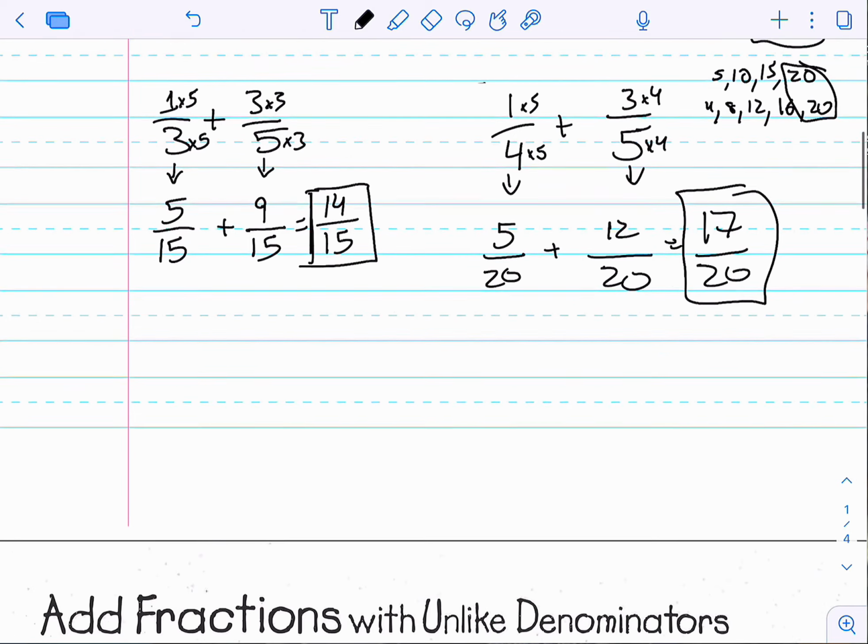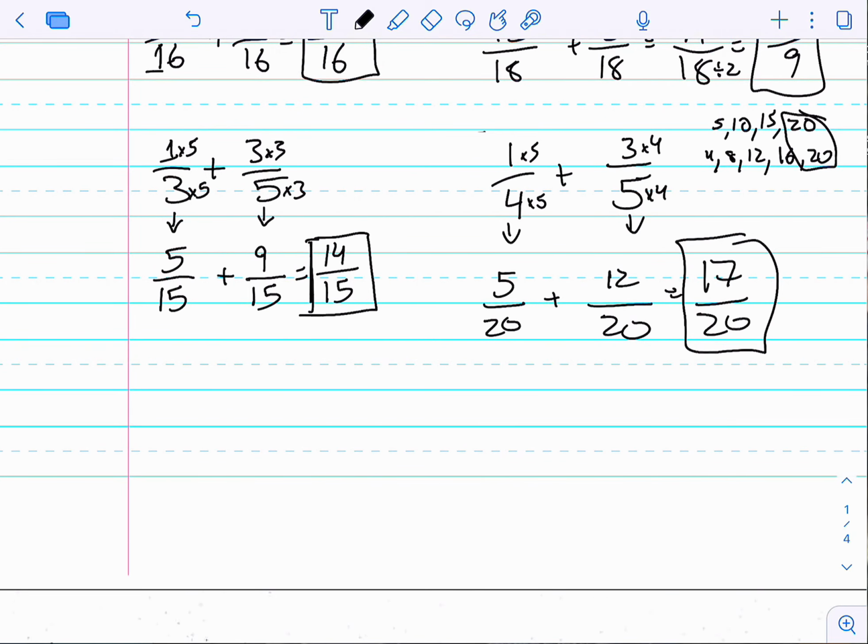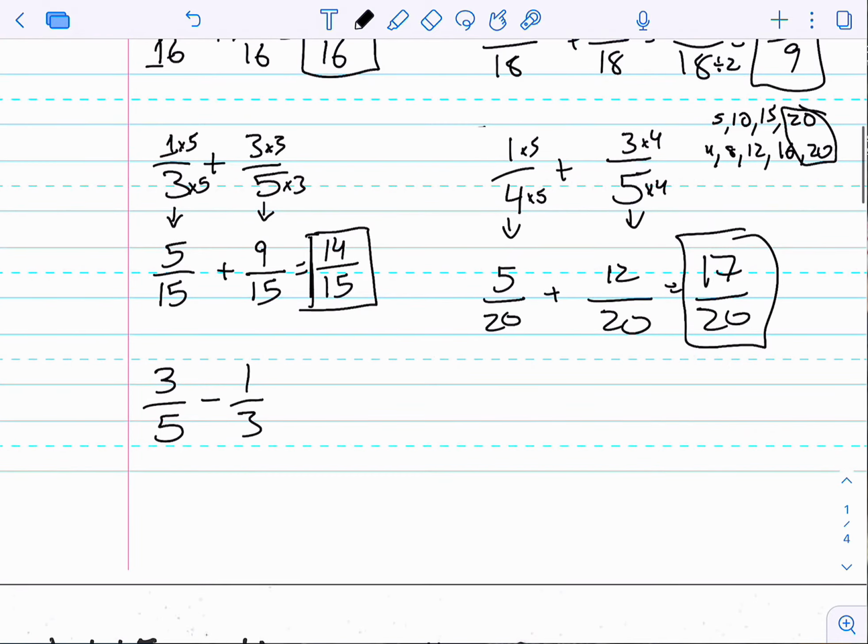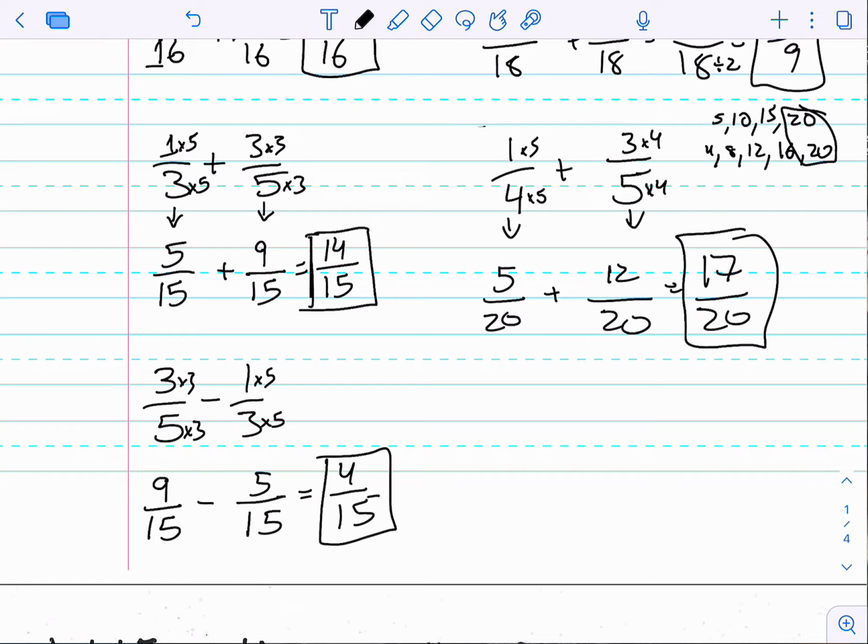Now, does this work the same for subtraction? It does. So let's try this one. 3/5 subtract 1/3. Same thing, the 5 and the 3. 5 is not a multiple of 3, so I've got to find the lowest one. It's 15. Again, we've got that one, so it's going to work the same. Times 5 times 5, so that's 5. Times 3 times 3, so that's 9. So 9 subtract 5 is 4 over 15. Okay, so it works the same way. We just follow the rules. Everything's exactly the same. It doesn't really change.